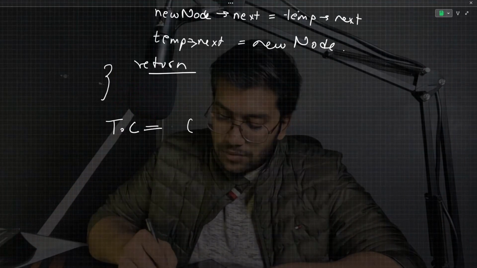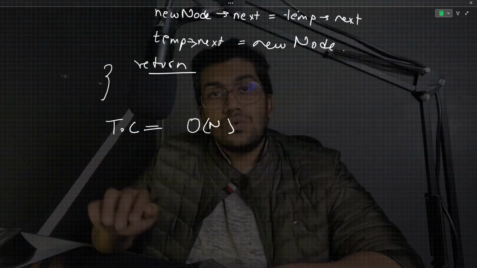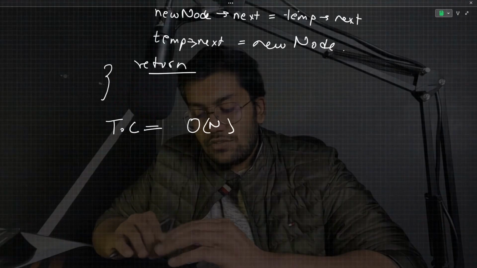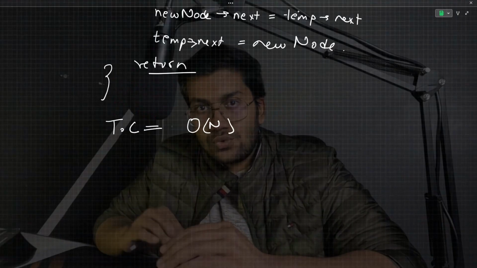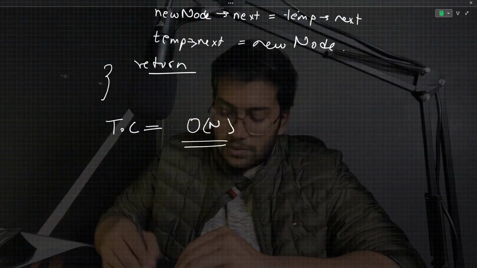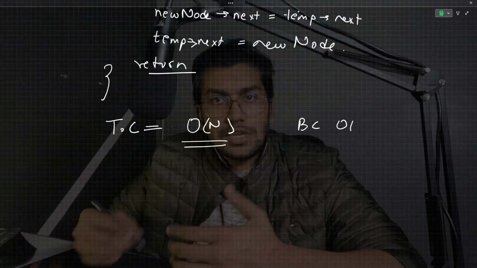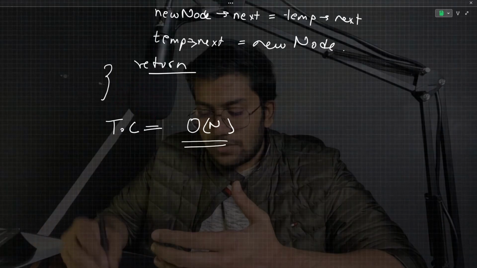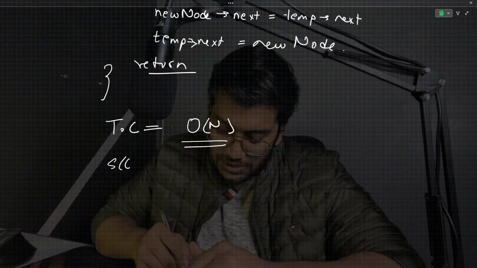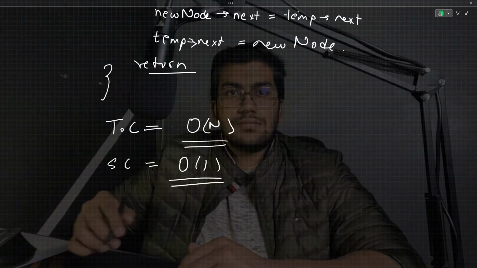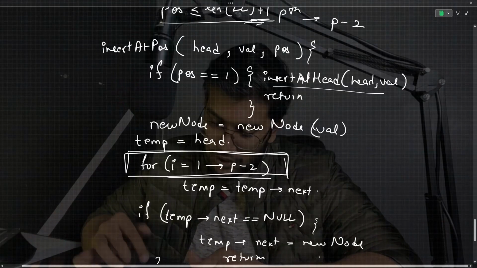As always, what is the time complexity for this? The time complexity would be order n, because in the worst case we reach till the end of the list, we have to iterate through the whole list. So in the worst case it would be order n. The best case would be order 1, but asymptotically, it's always the worst case analysis. Space complexity is order 1, because we're just initializing some new space through this new node.